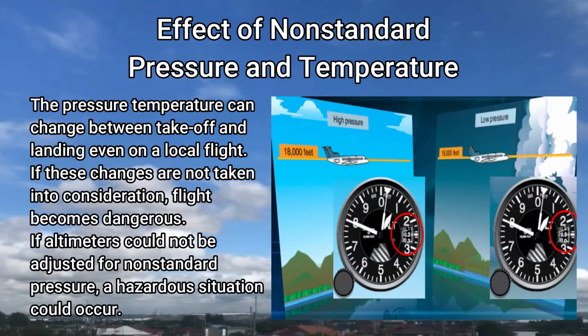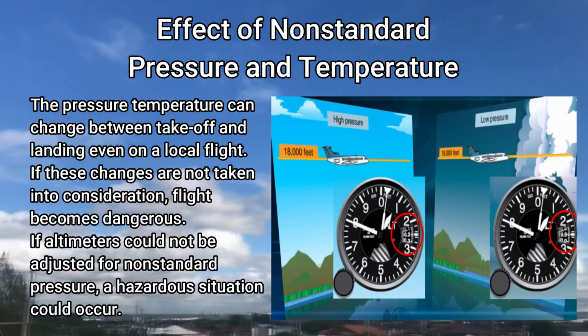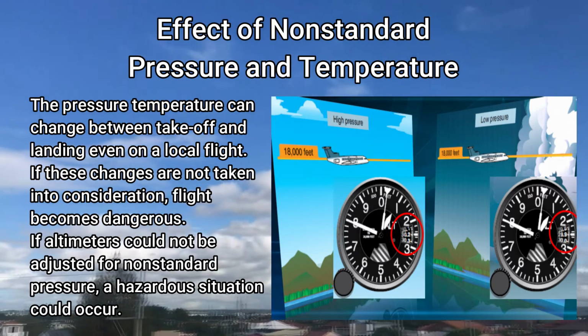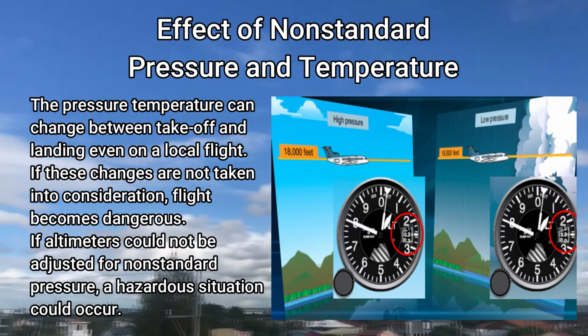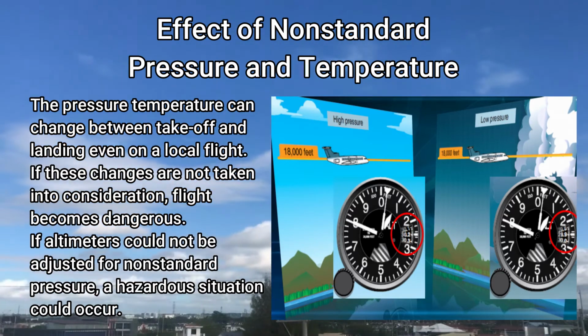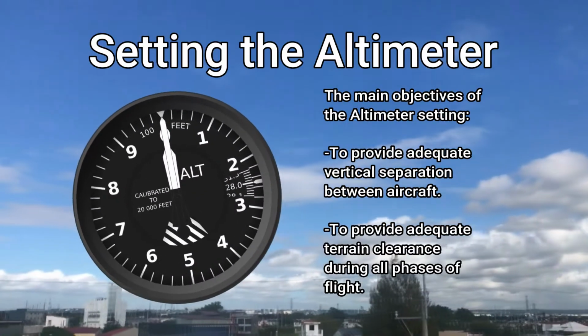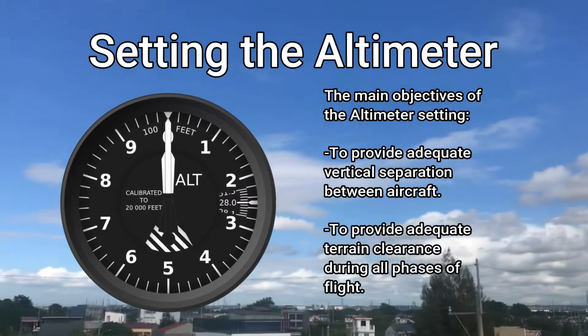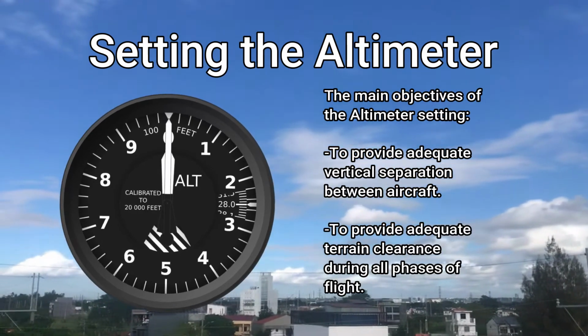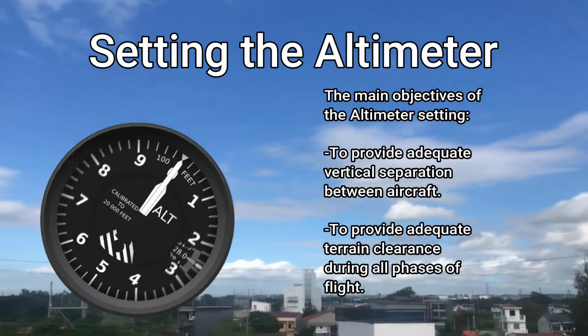The pressure and temperature can change between takeoff and landing even on a local flight. If these changes are not taken into consideration, flight becomes dangerous. If altimeters could not be adjusted for non-standard pressure, a hazardous situation could occur. Setting the altimeter: the main objectives of the altimeter setting are to provide adequate vertical separation between aircraft and to provide adequate terrain clearance during all phases of flight.